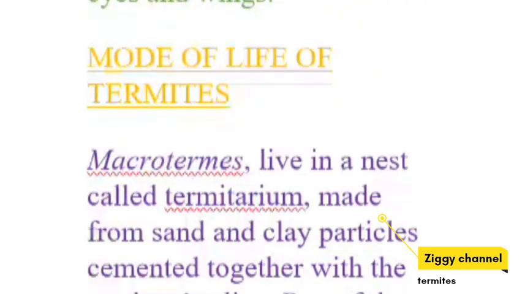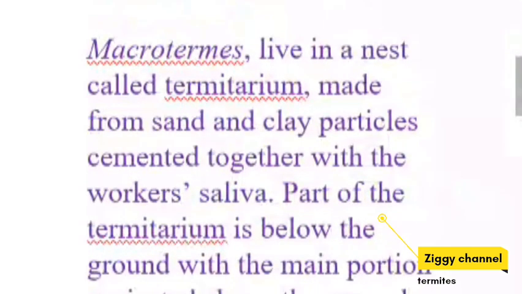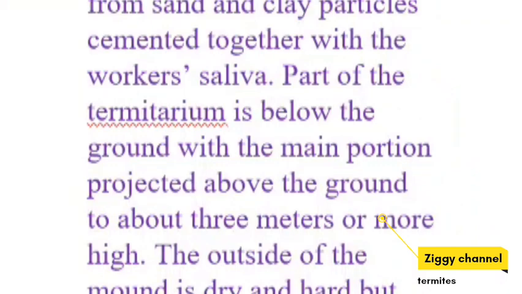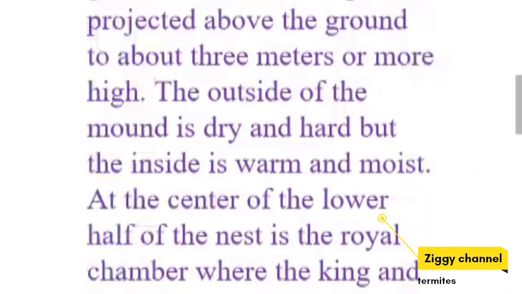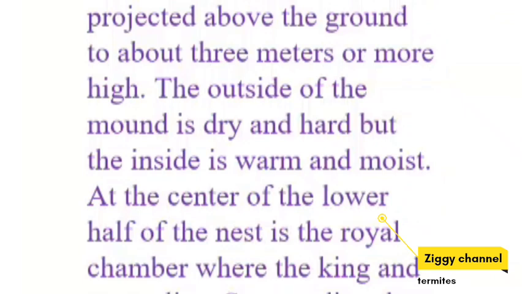Mode of life of termites. Microtermes live in a nest called termitarium, made from sand and clay particles cemented together with the workers' saliva. Part of the termitarium is below the ground, with the main portion projected above the ground to about 3 meters or more high. The outside of the mound is dry and hard, but the inside is warm and moist.